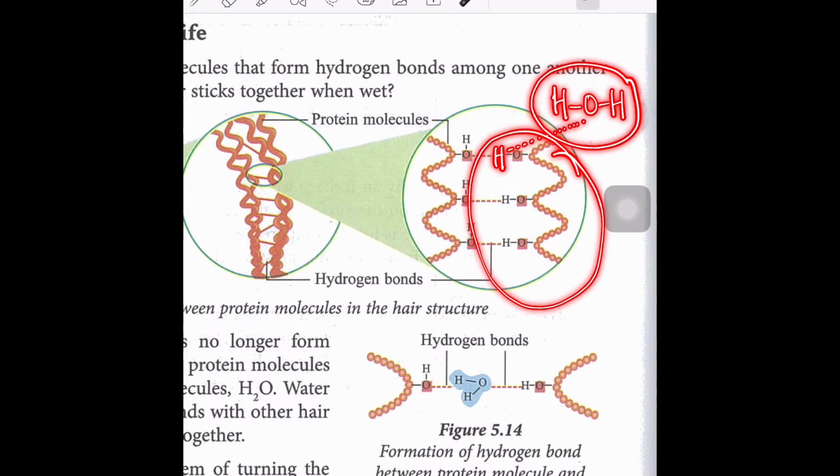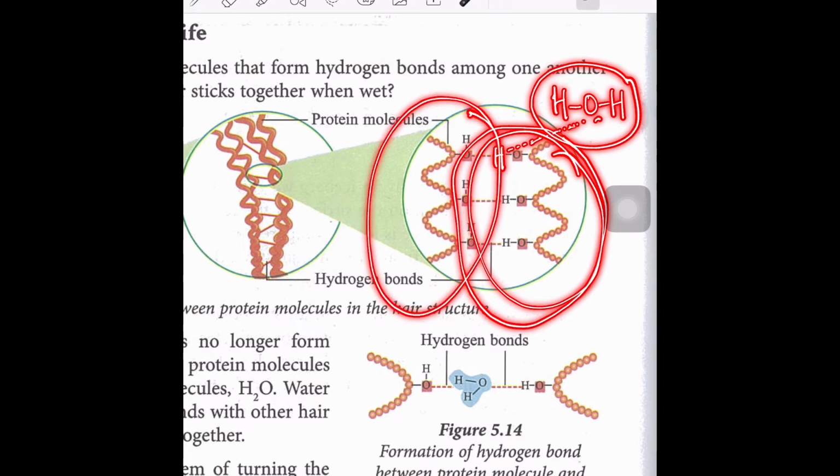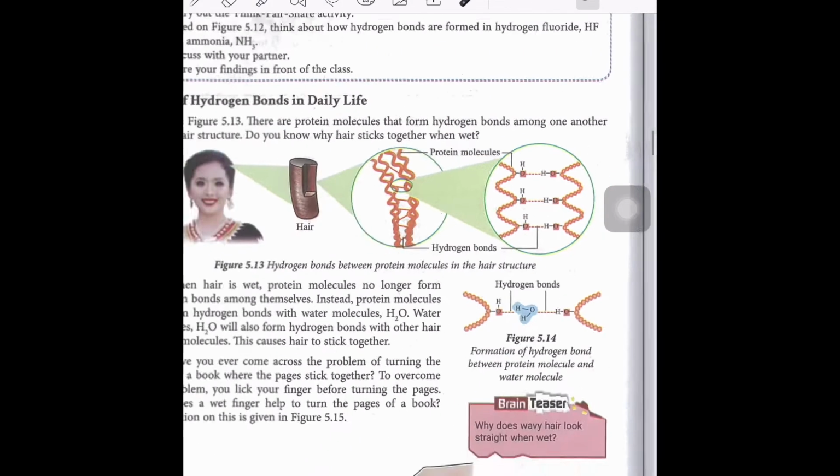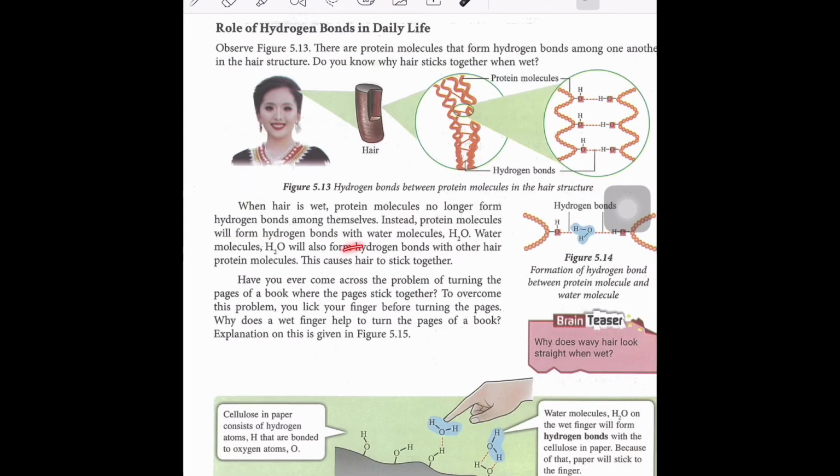Sebab tu, jadi diorang melekat lah, kan. Ada attraction force, right? So when they stick to each other, when they are attracted to each other, that's why our hair sticks when wet. Because one protein molecule from one hair connects with the water, attracted to the water. Lepas tu, the protein from another hair stick lagi to the water molecule. That's how our hair sticks when our hair is wet.